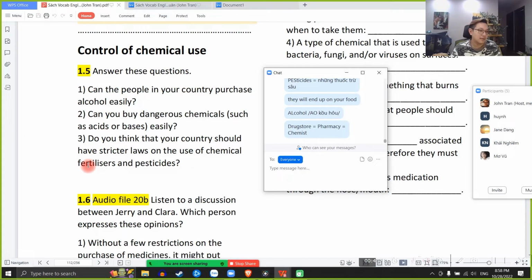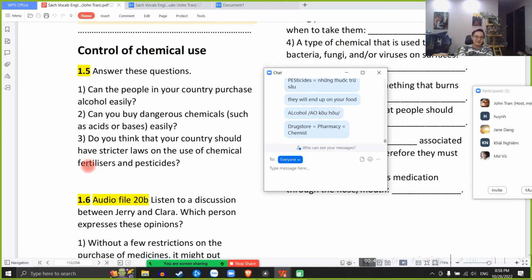Very good. Can children buy beer or alcohol easily? What do you think? Kêu đứa nhỏ, ê ra ngoài mua cho ba mấy cái bia. Cầm tiền đi qua mua cho ba mấy cái bia. Well, children can just go to places and buy beer for their parents in this country, yeah.